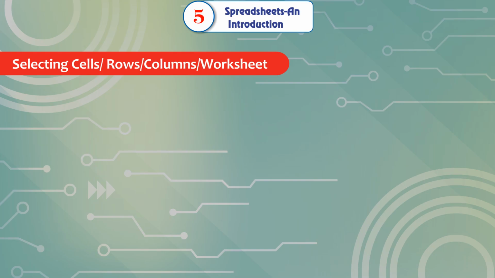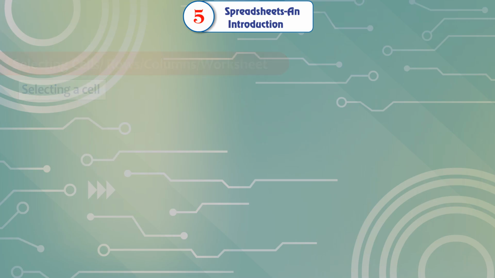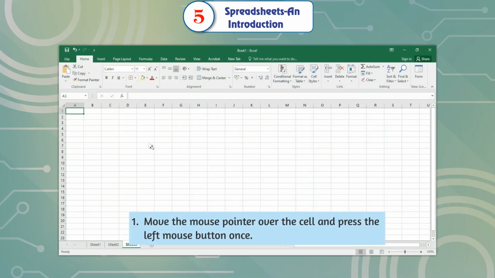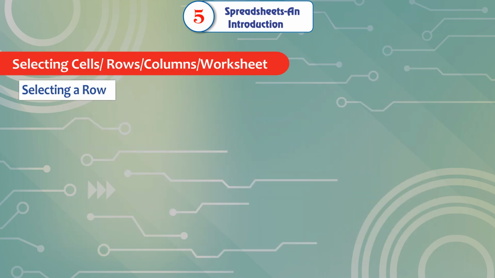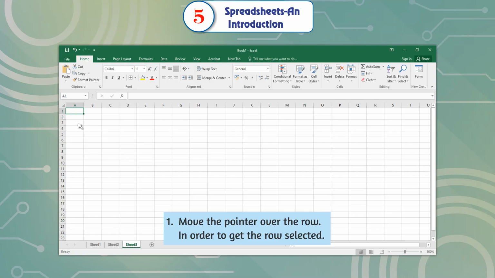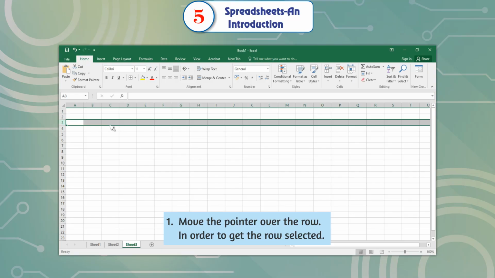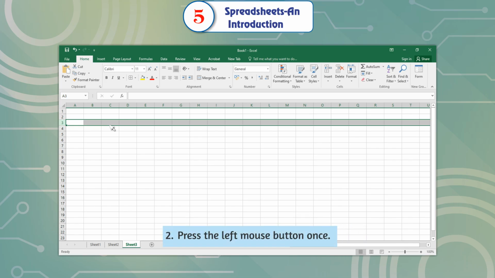Selecting cells, rows, columns, worksheet. Selecting a cell. 1. Move the mouse pointer over the cell and press the left mouse button once. 2. A thick border line appears on the cell which indicates that it is selected. Selecting a row. 1. Move the pointer over the row in order to get the row selected. 2. Press the left mouse button once.